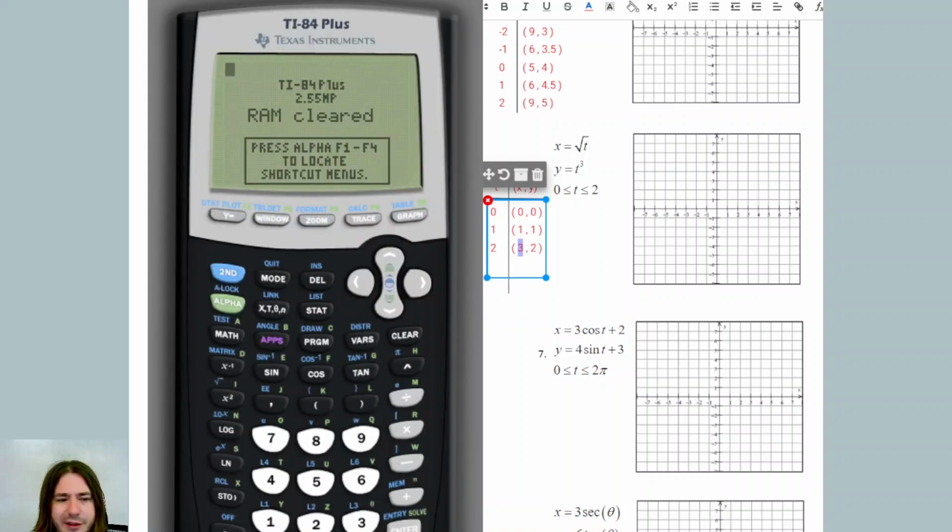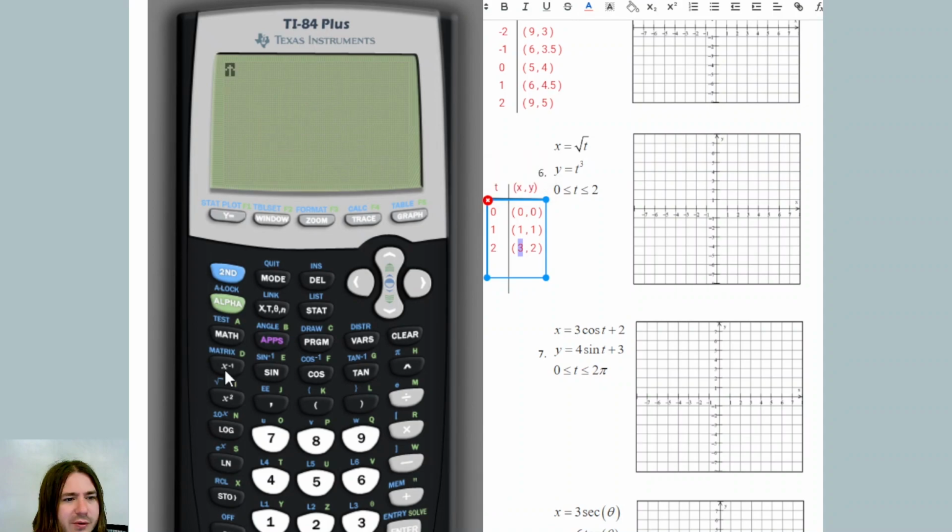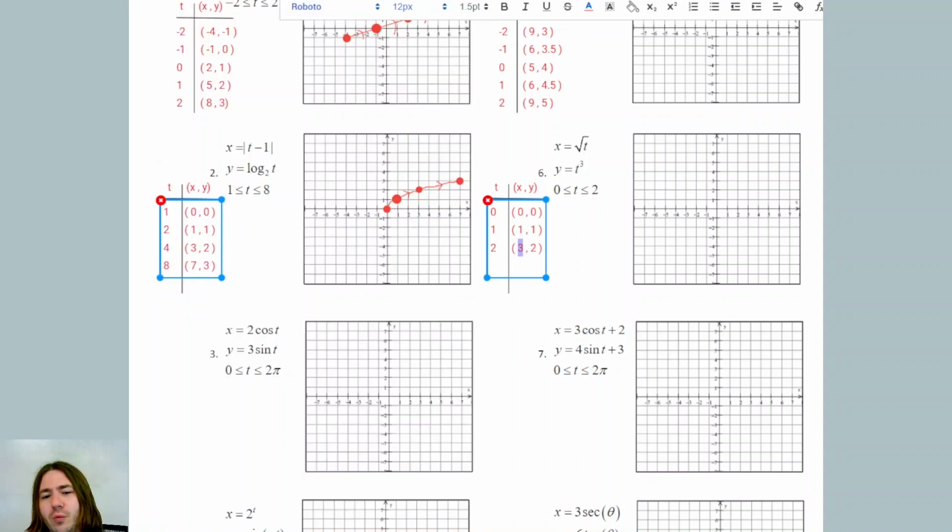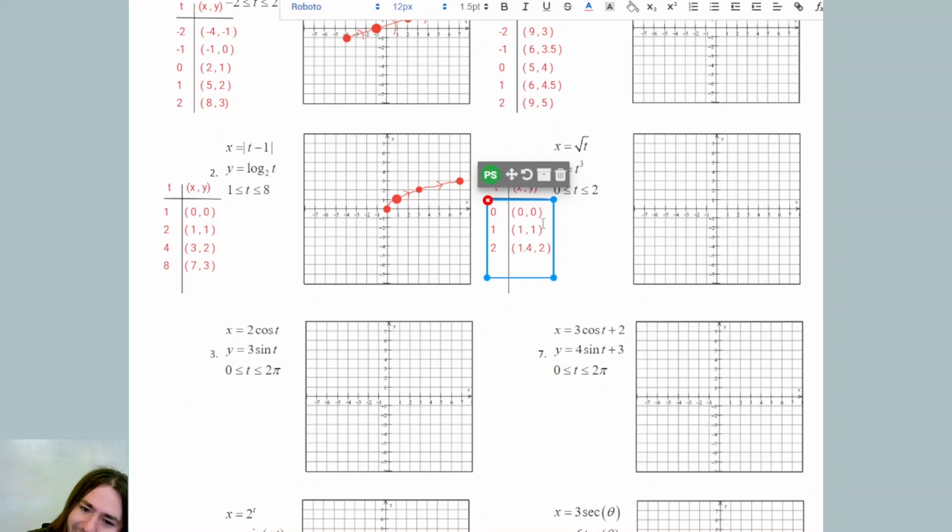If I can get the calculator to show up, that'd be nice. Okay, there we go. So we get the square root of 2, which is about 1.41. I think I said 1.14. So 1.41, roughly 1.5. As far as plotting it goes, you don't need to be precise to the point where you can distinguish 1.4 from 1.5, especially on a grid like this.